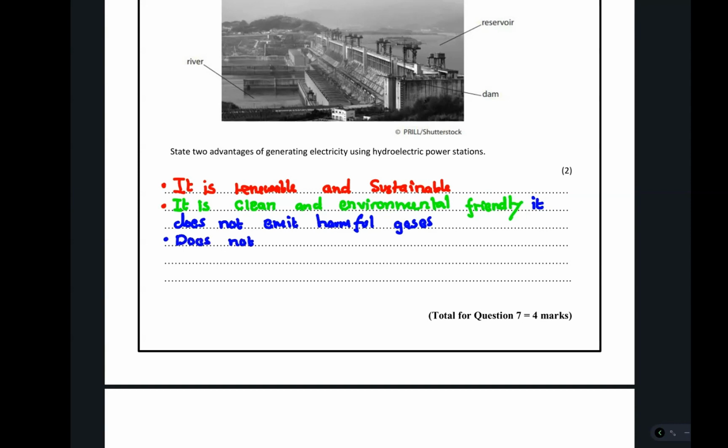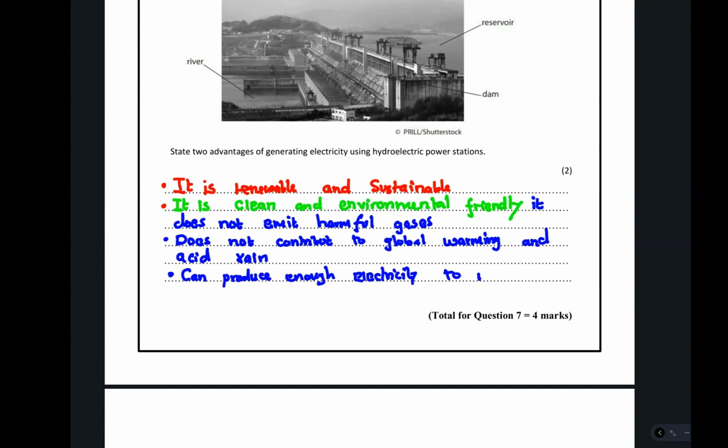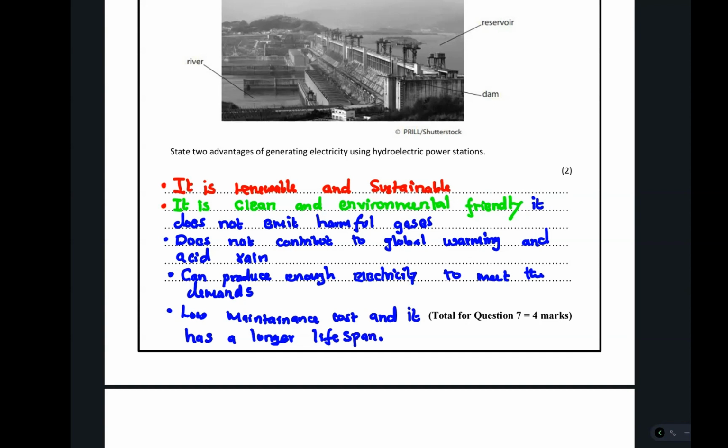It does not contribute to global warming because it does not produce greenhouse gases. It can produce energy to meet the drastic and immediate demands. Yeah, it has a low maintenance cost. So even though the capital of starting a hydroelectric power station is high, after the country has built it, it has low maintenance costs. And it has a long lifespan. It can serve people for a long period of time.